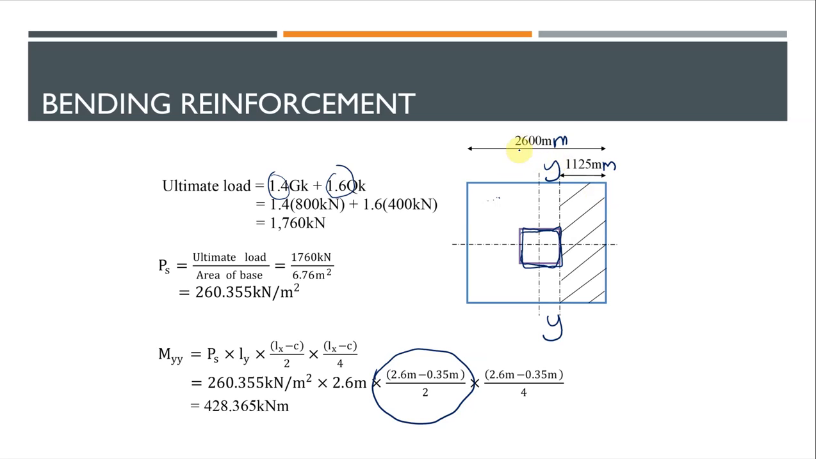So this is in millimeters, 2600 and 1125 millimeter. Okay, and 2.6 minus 0.35 meter divided by 4. So basically from 1125 you just divide by 2. So you get this distance, from the centroid of this area to YY, because it says here moment to YY.